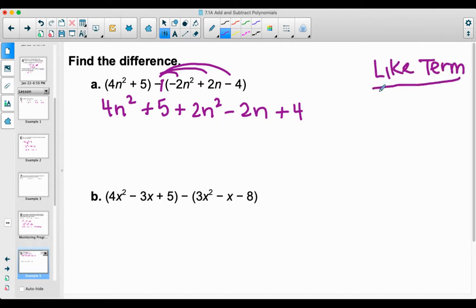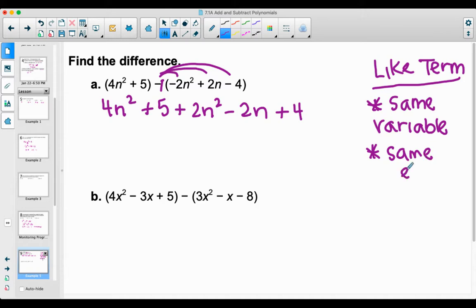If you remember a like term, by definition, there are two things that happen. You have the same variable, and that variable has the same exponent. So if you look at this problem, this has an n and this has an n, but because this is an n to the second and this is an n to the first, they are not considered like terms. So they have to have the same variable and the same exponent. So now we just go and combine them.